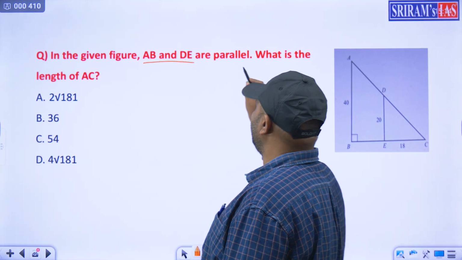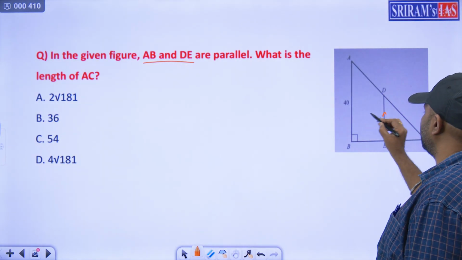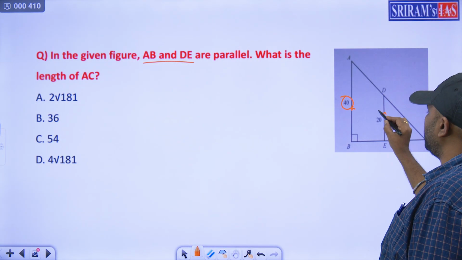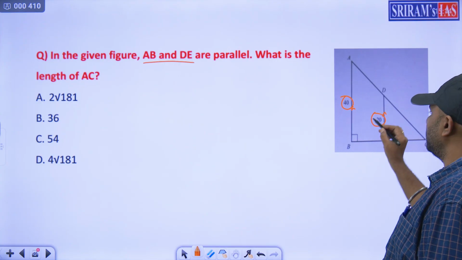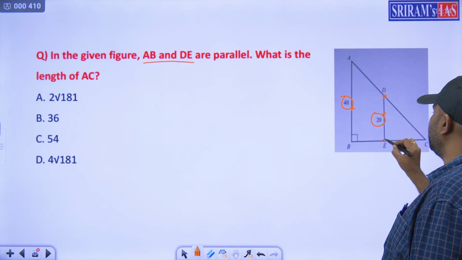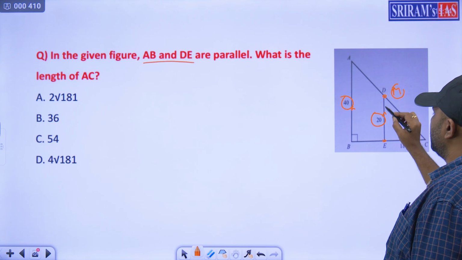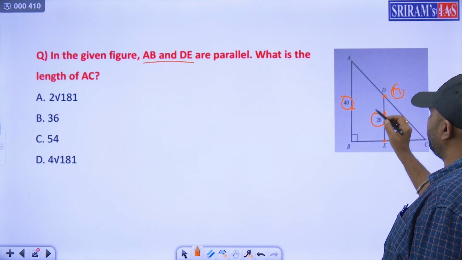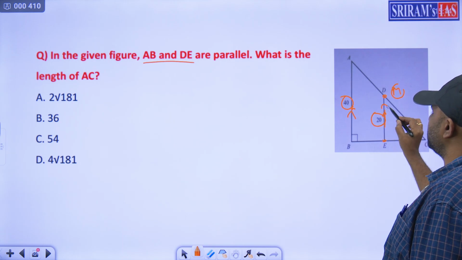In the given figure, AB and CD are parallel, so this is parallel to each other. And if you observe, this is 40 and this is 20. That means half of it. So that clearly shows that this is the midpoint. So this line will be half of this line. Therefore, these two will be parallel to each other. That is the first thing.